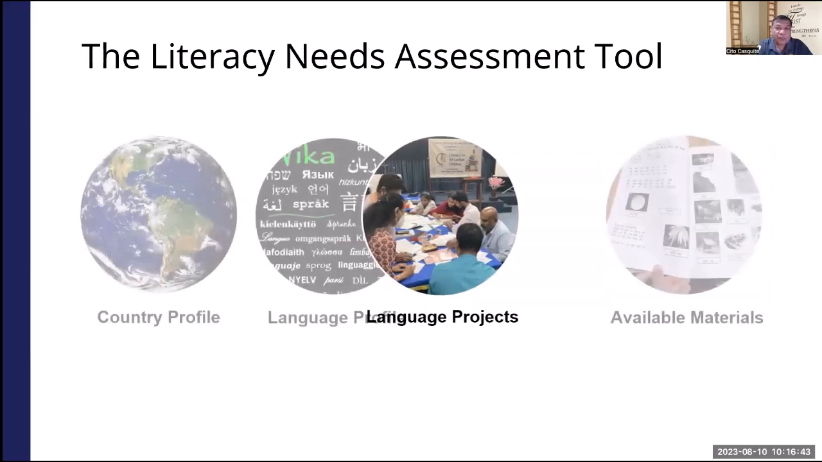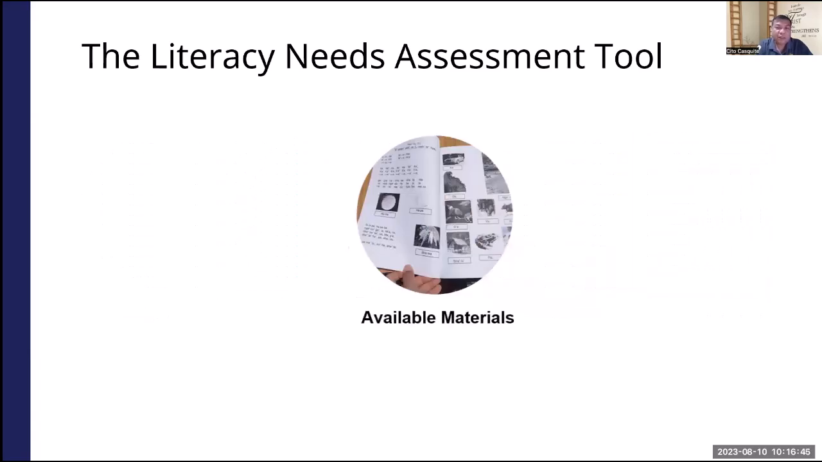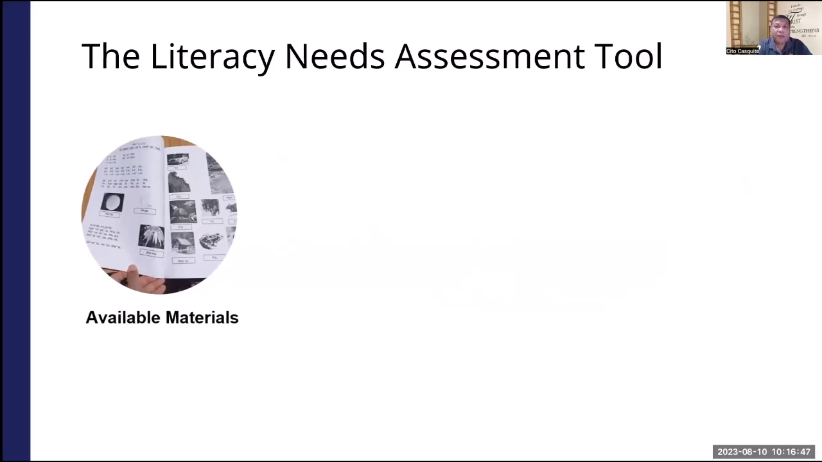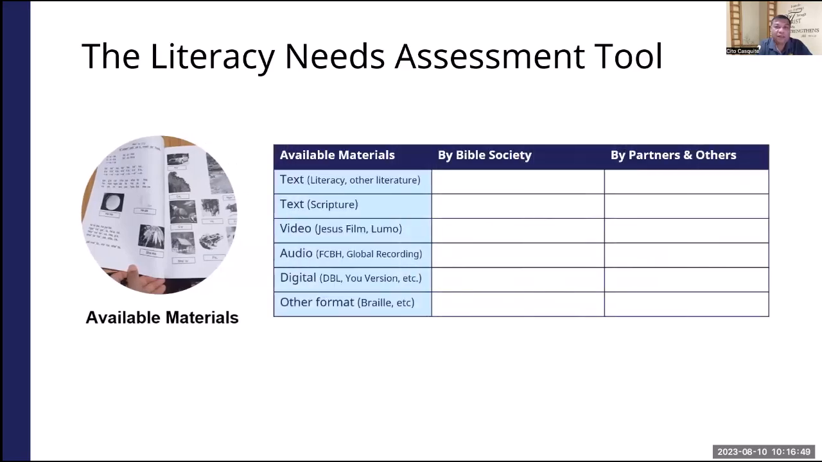We also ask questions about the available materials corresponding to the different domains. So if it's a literacy project, it's a text material, or maybe some audio materials as well, or some video materials. And then we also ask about materials in other formats, like Braille for people with visual disabilities, and other domains, either by the Bible Society or by the partner organization.